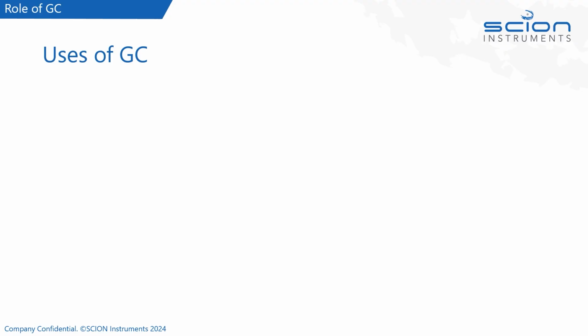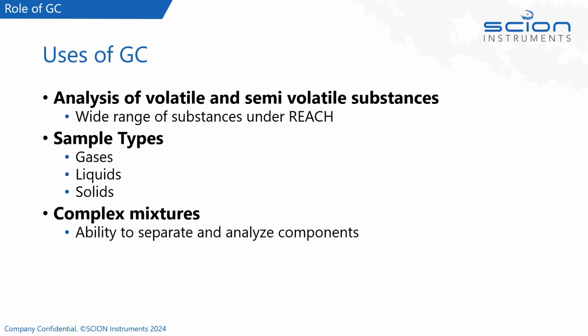So let's take a look at the uses of gas chromatography, or GC, for REACH testing. With the GC, we're able to analyse volatile and semi-volatile substances, and because of this, we cover a wide range of substances that are covered under REACH. For example, organic mixtures, gaseous mixtures, volatile components, natural oils can be analysed with gas chromatography, to name a few.